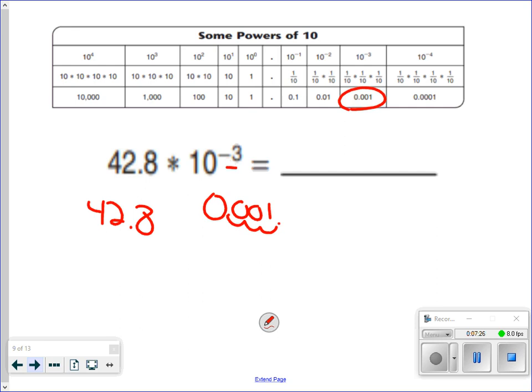So that means I'm going to be moving this. It's negative, so I can't make it bigger. I can't go this way. I have to go to the left. So it's 1, 2, 3. So my answer is 0.428. Okay.